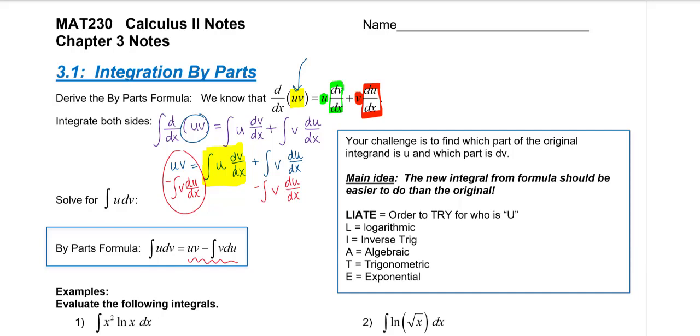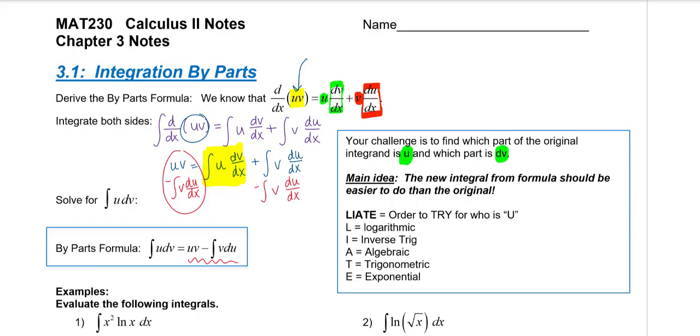But when you do your by parts formula, it is very important that it is just two parts. Okay, so your challenge is going to be to find which part of the original integrand is u and which part is dv. So one piece you're going to have to differentiate, and the other piece you're going to have to integrate. So certainly we should remember from Calc 1, some functions were maybe easier to differentiate than others. Some functions then are a little harder to anti-differentiate than others.